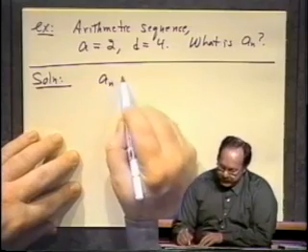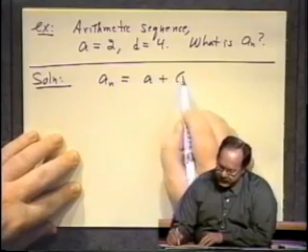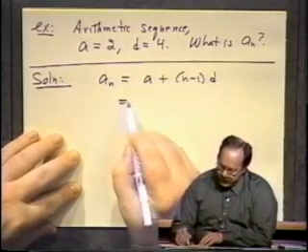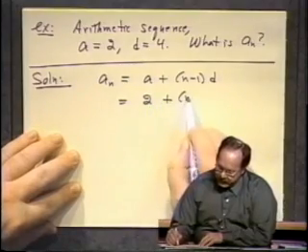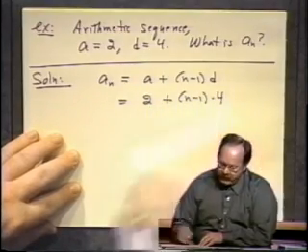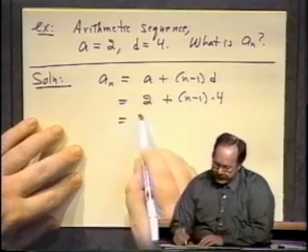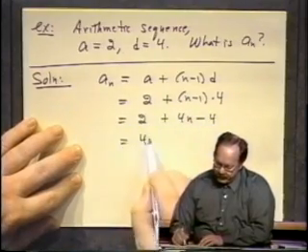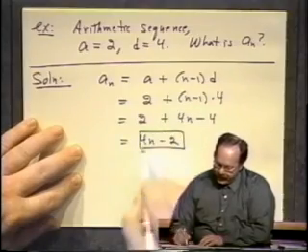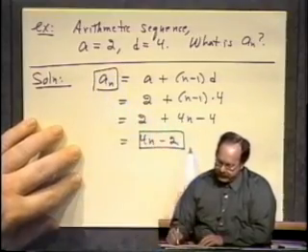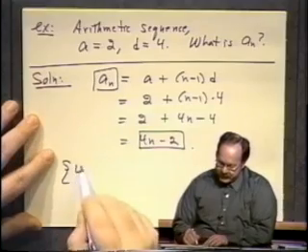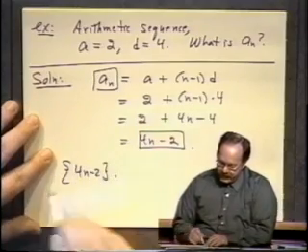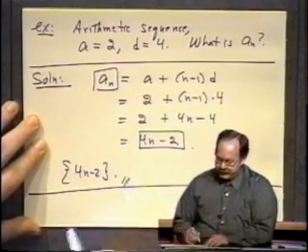a sub n, by the previous theorem, is A plus (n minus 1)D. And A is 2, plus (n minus 1) times D, which is 4. And you just multiply that out, that's 2 plus 4n minus 4. So you end up with 4n minus 2, and that is your a sub n. And so the sequence becomes the sequence 4n minus 2, and that is your arithmetic sequence.